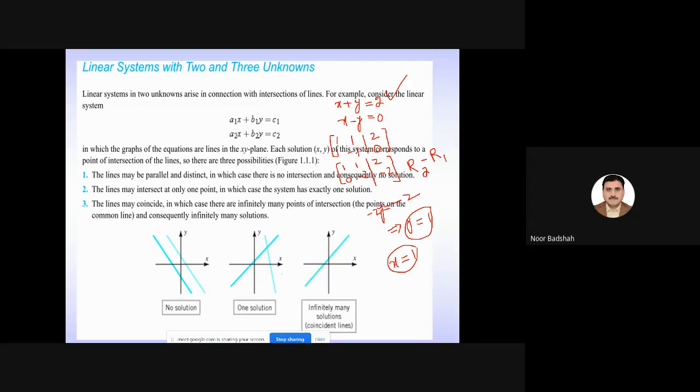There will be only one point of intersection, and that's the case for this one. Geometrically, it means like that. If you have one line and another line, there is one point of intersection, and that intersection is at (1, 1).